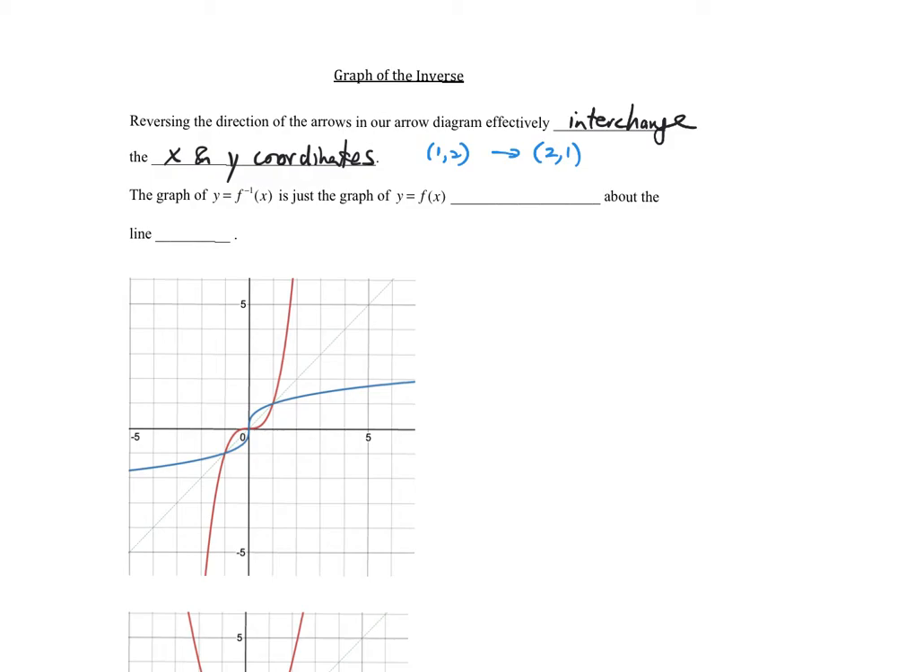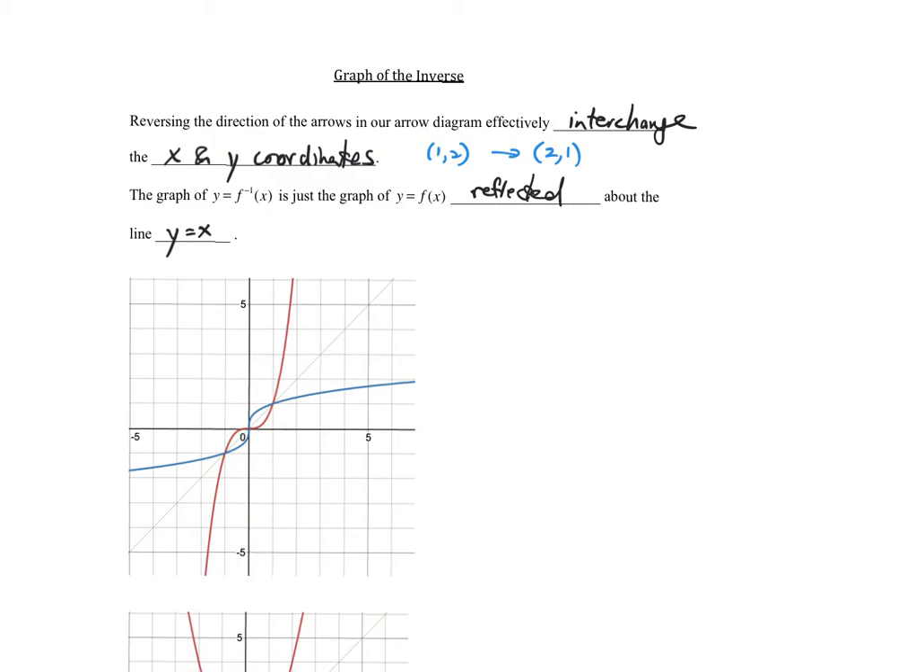What is the effect of this on our graph? Well, the graph of y equal to f inverse of x is just the graph of y equal to f of x reflected about the line y is equal to x. So let's take a look at a couple of drawings to illustrate this fact.